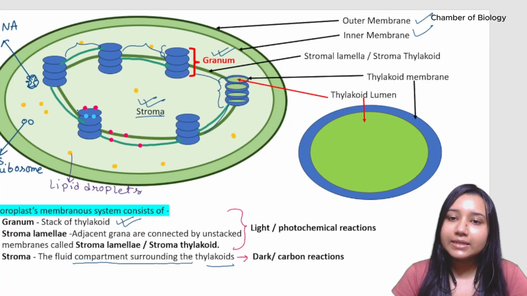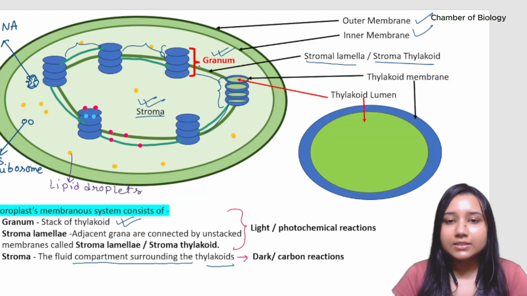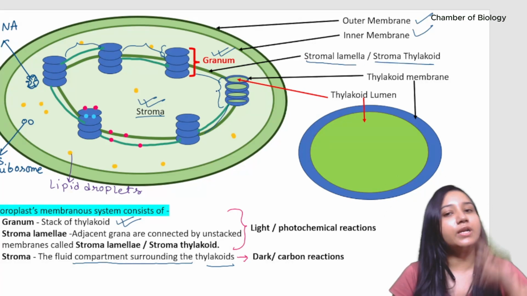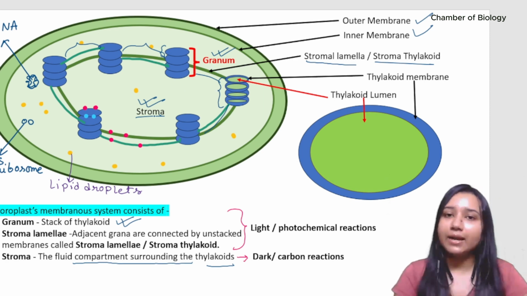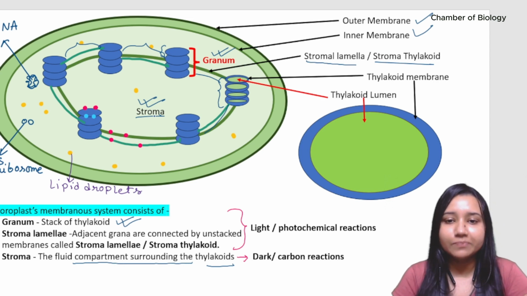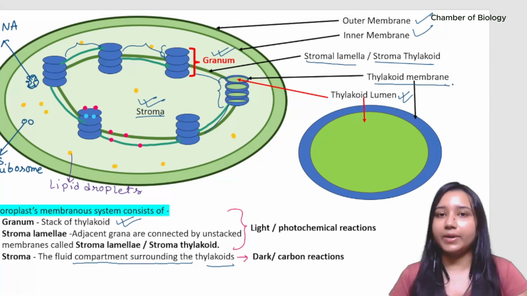But how are they connected? They are connected by stroma lamellae, or we can also say stroma thylakoid. So there are two kinds of thylakoid: grana thylakoid and stroma thylakoid or stroma lamellae. Inside a thylakoid, there is going to be a lumen. Okay, thylakoid lumen is there, and we have the thylakoid membrane as well.